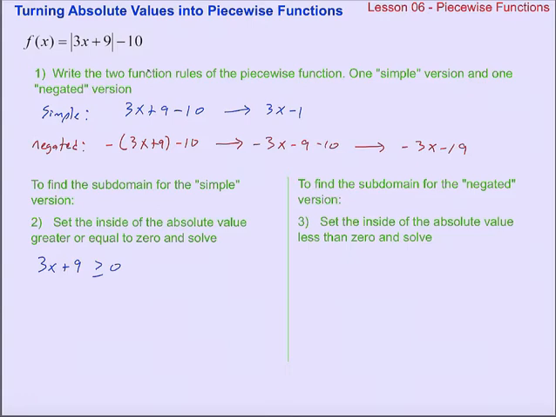which we can solve to figure out what this means. Subtract 9 from both sides, divide both sides by 3. As long as x is greater than or equal to negative 3, we will follow the simple basic rule where the 3x plus 9 stays positive, and in the end we end up with 3x minus 1.